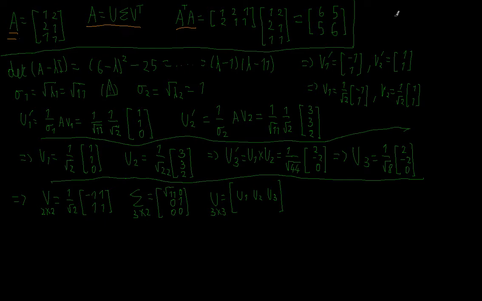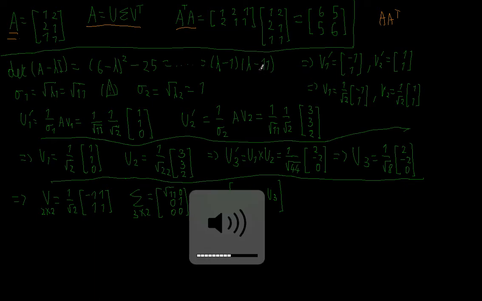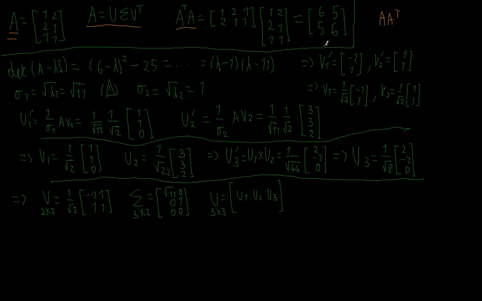You can as well do A A transpose, but if you do that, you get a 3x3 matrix. Well, if you do A transpose A, you get a 2x2 matrix. So it will be a bit easier. But that is a totally valid solution too. You can compute A A transpose too. So if I compute A transpose A, I get the matrix 6, 5, 5, 6.